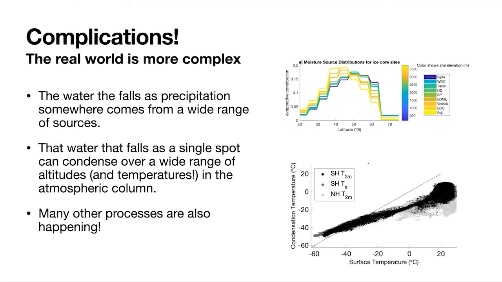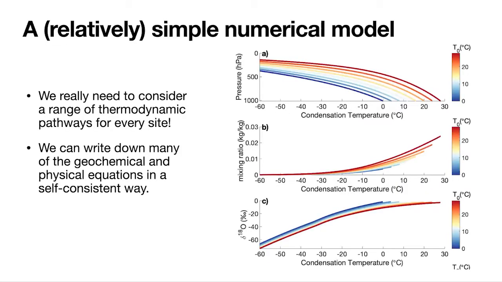So these are a bunch of complications that make this simple process not the full story. But the simple process still is happening regardless. So let's see, what am I talking about next here? Yeah, so now we're gonna move to a relatively simple numerical model. And we're gonna try to take into account some of these complications.